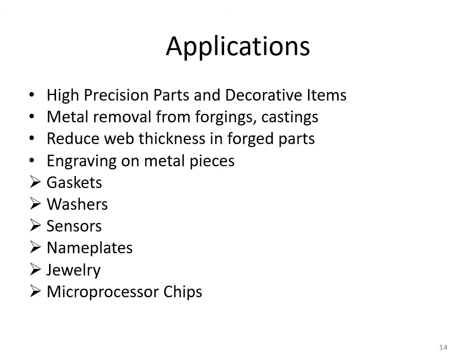Metal removal from forgings and castings is generally done with chemical machining. It is used for reducing the web thickness in forged parts, so that the chemical can be injected into the small fragile details of the cast component and the web thickness gets reduced. Engraving on metal pieces, for example gaskets, washers, sensors, and nameplates, is especially done by the chemical machining process. Even jewelry and microprocessor chips are mainly machined with the help of chemical machining.